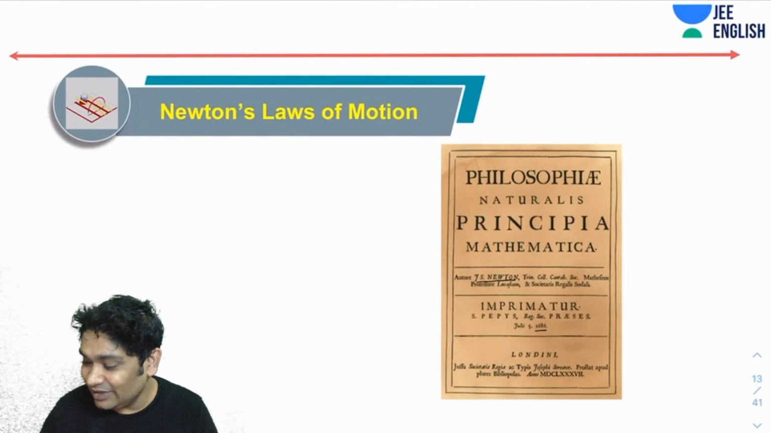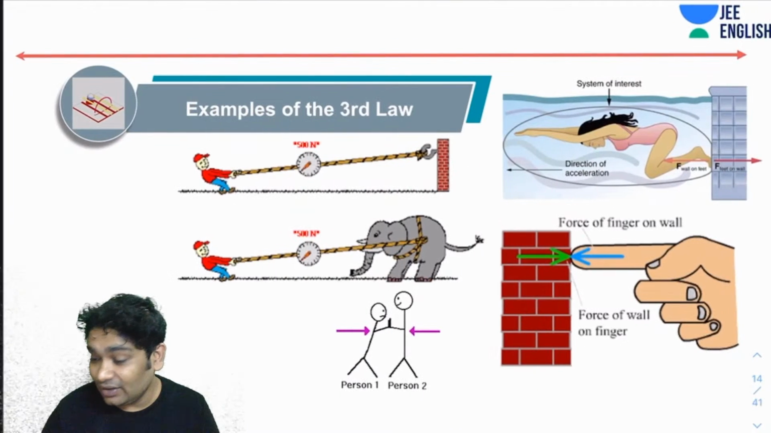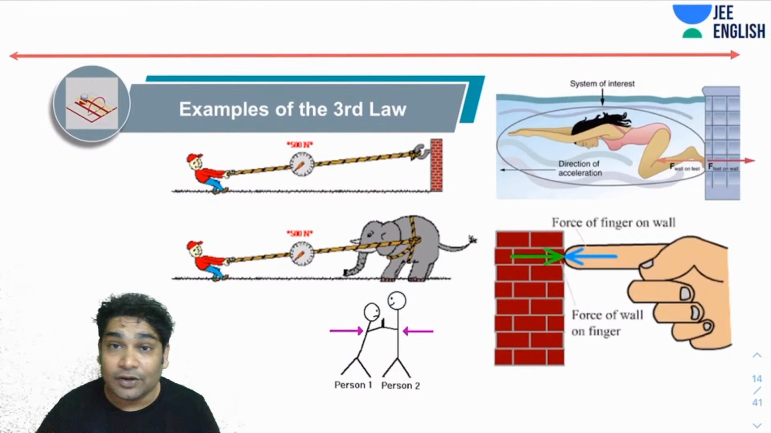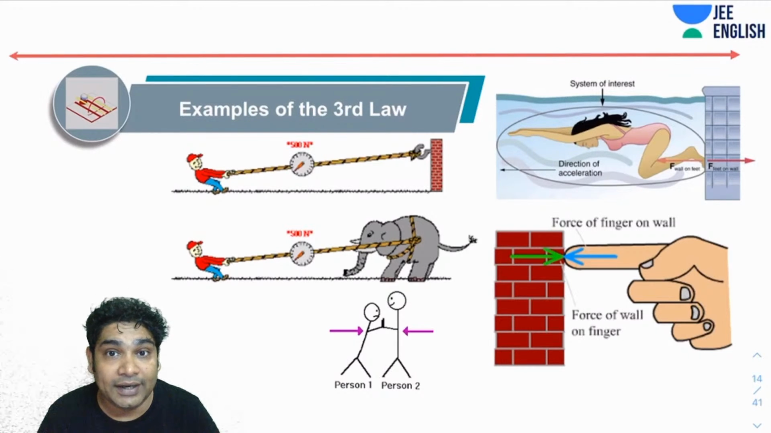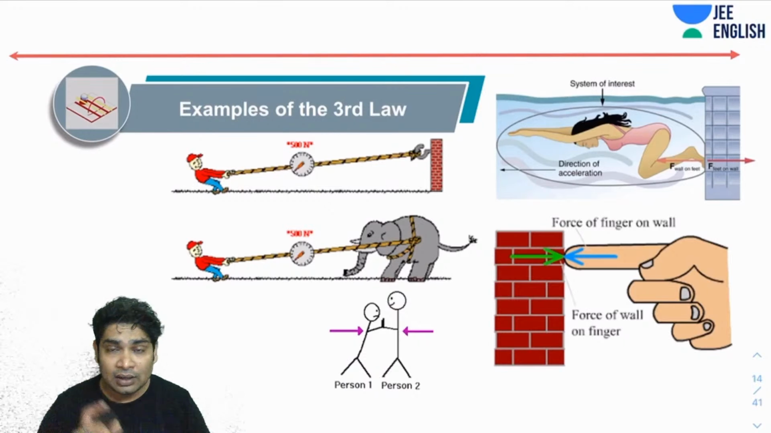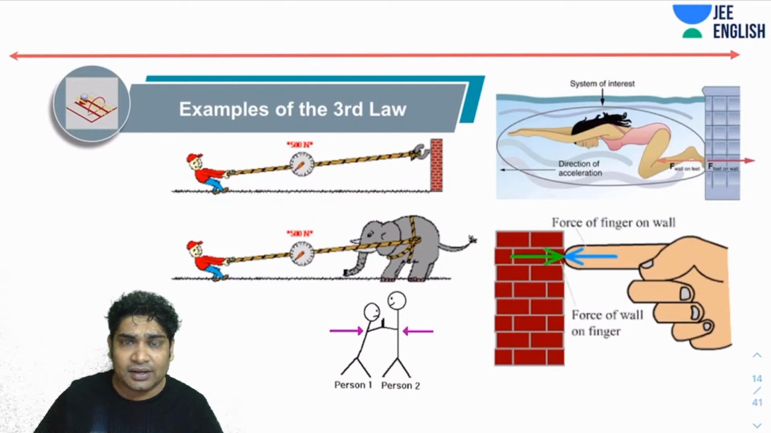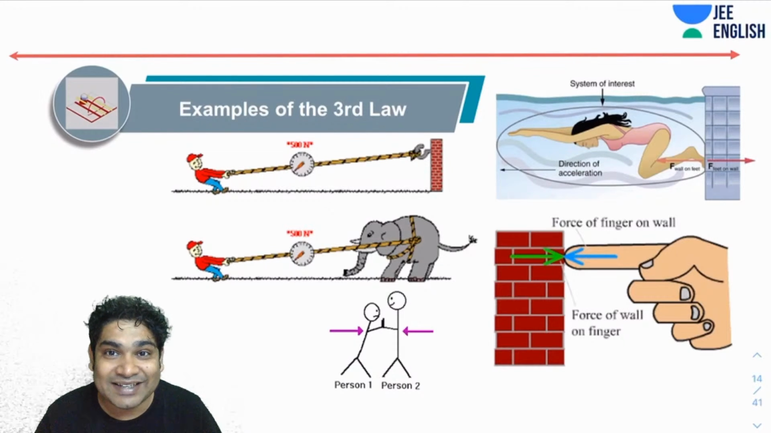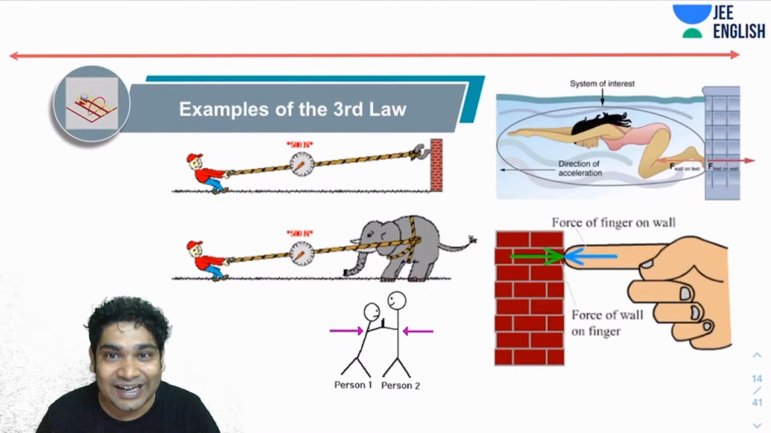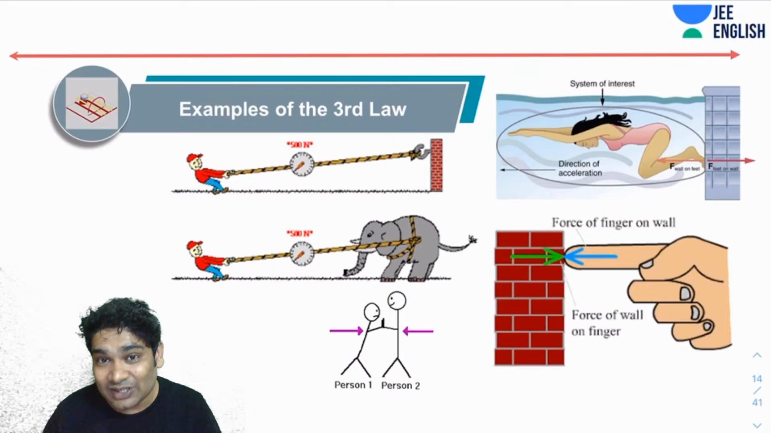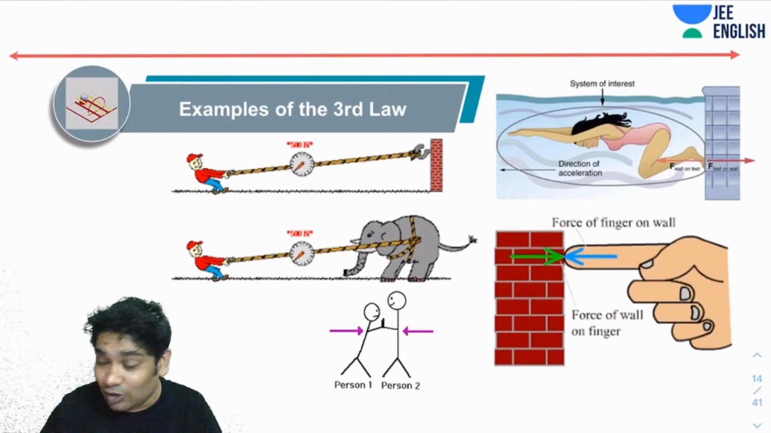All right. So now, last time we talked about the three laws. I talked in detail about the first law, in detail about the second law, but I actually thought that I should be discussing some more examples of the third law because students always remain confused about that. So, what is the third law? The third law says every action has an equal and opposite reaction.